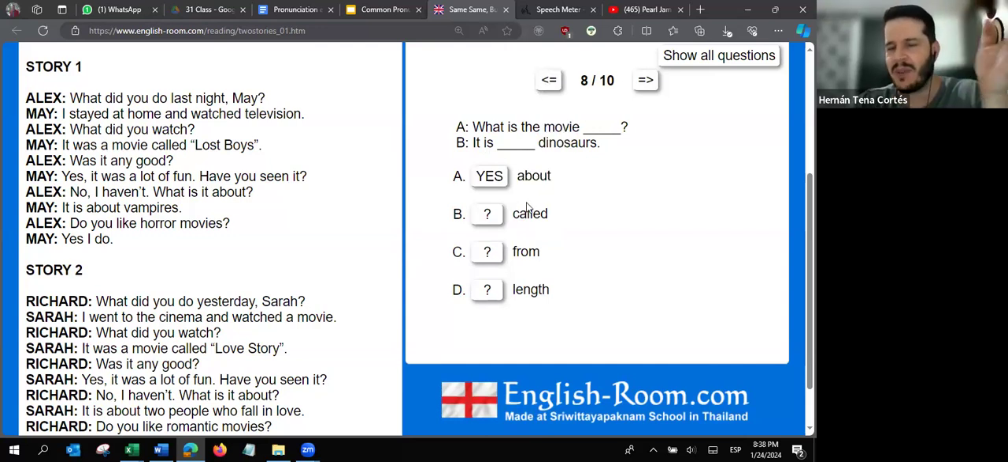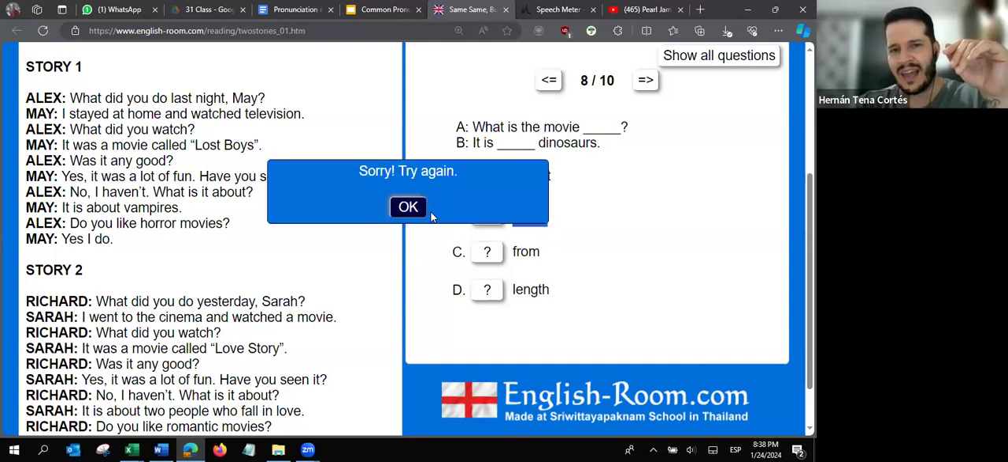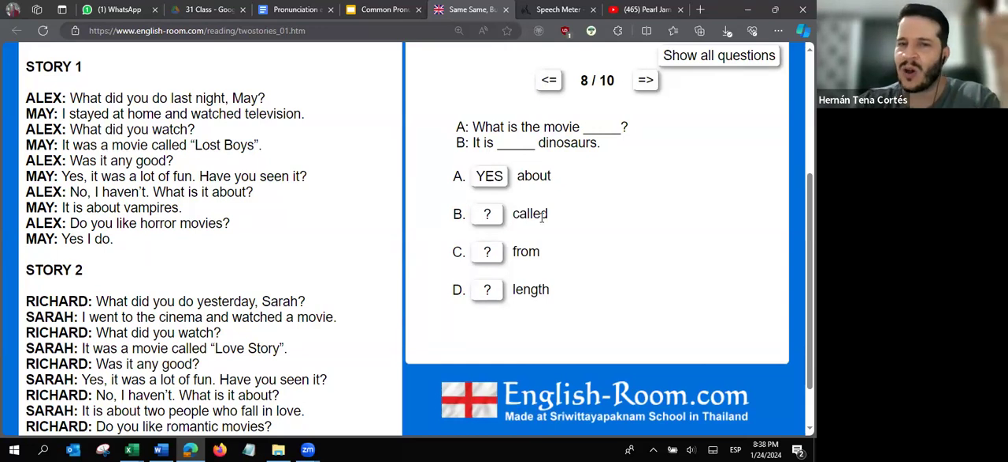We can use about, but to be honest, we can also use called, because called is like, voy a decir que está mal, pero called is como se llama, right? My father is called Jose. So I was thinking called, but yes, it makes more sense to use about. But I said it is called dinosaurs. All right. Very good.